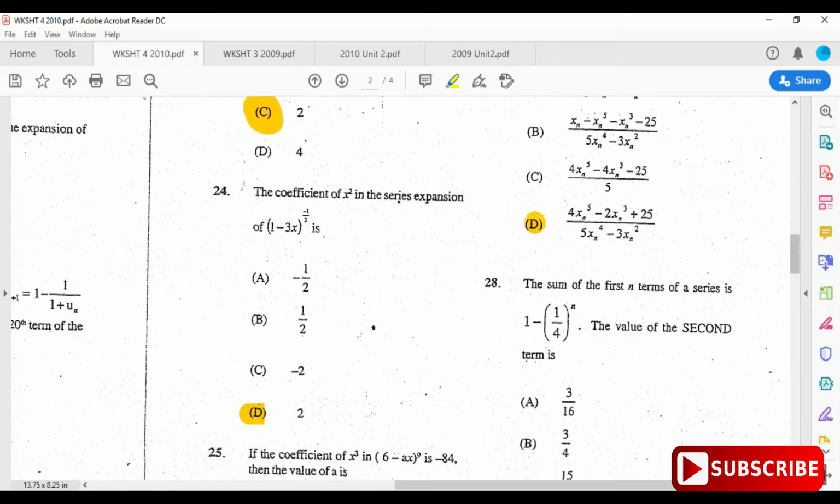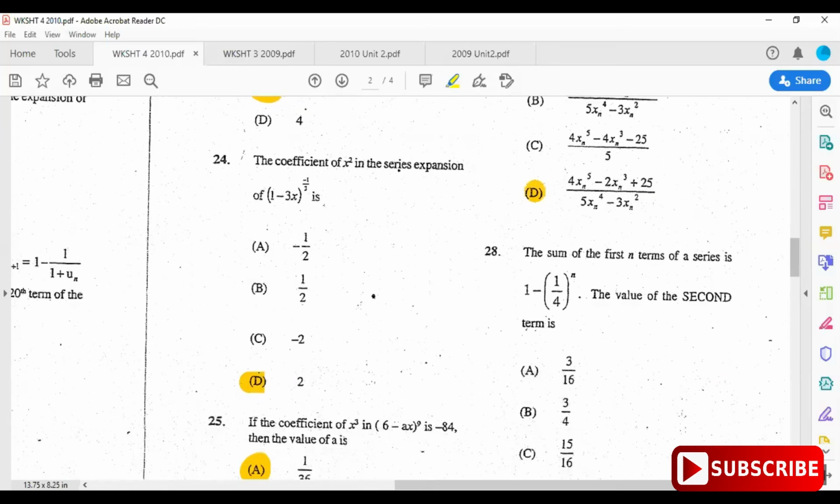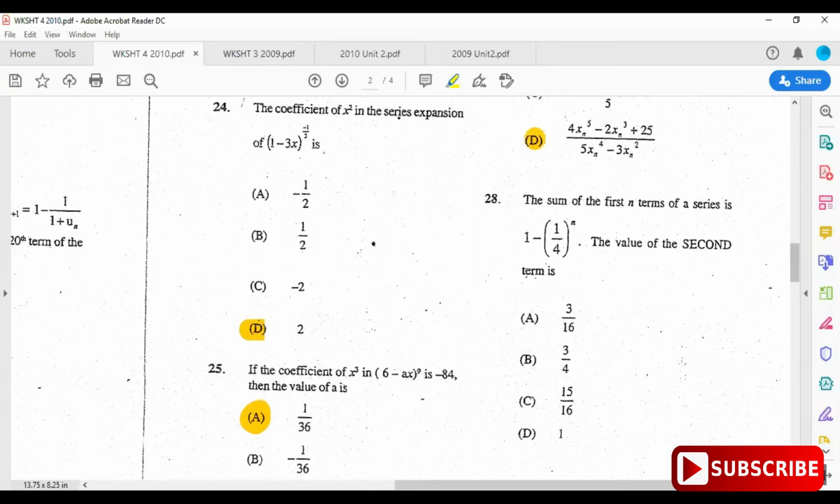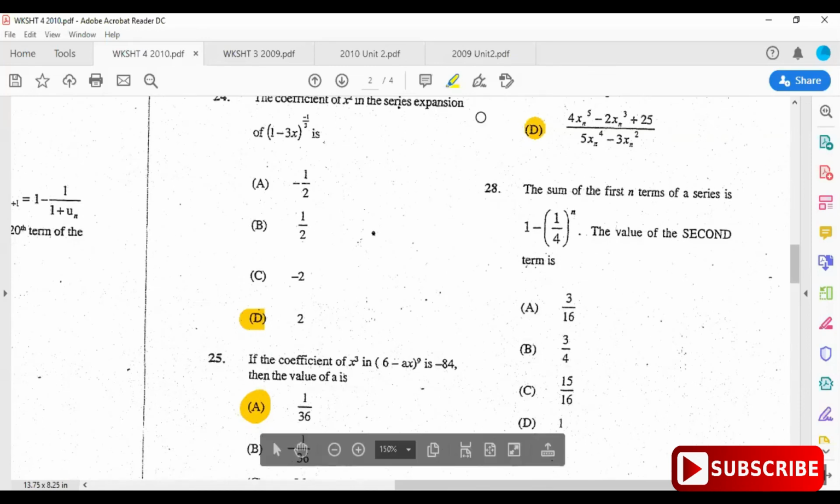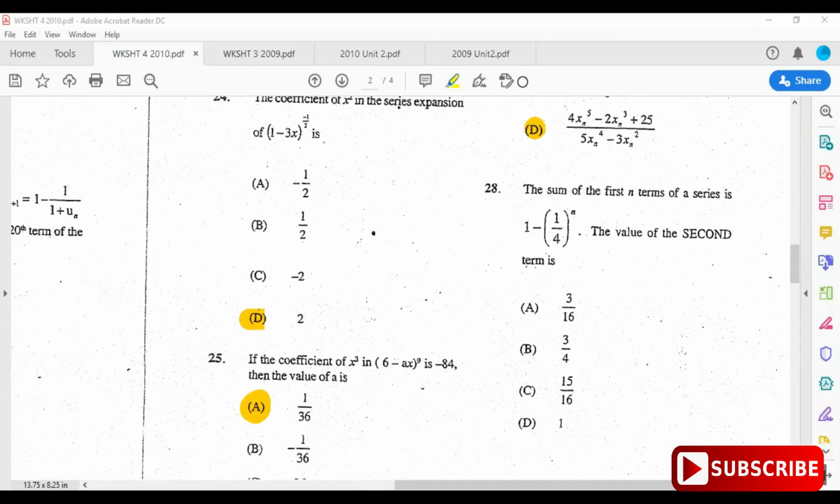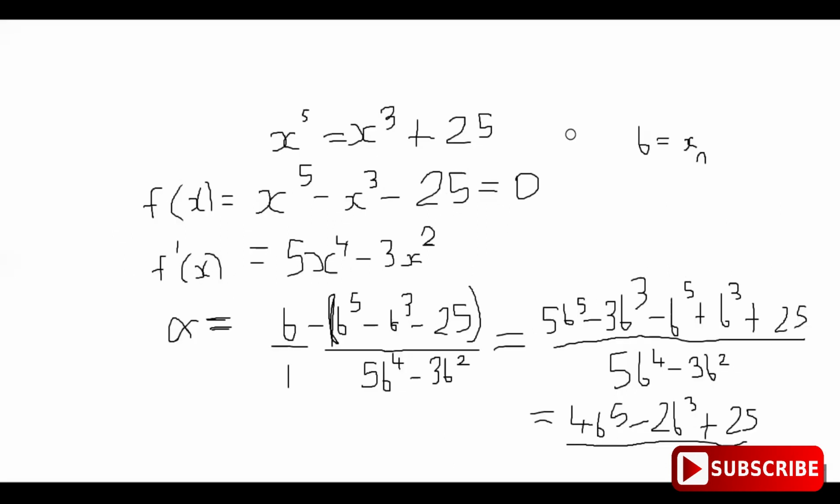Now they said that the sum of the first n terms in a series is 1 minus a quarter to the n. Find the second term. We don't need to do a binomial expansion, we're just using the formula that they give us. So they tell us Sn is equal to 1 minus a quarter to the n.